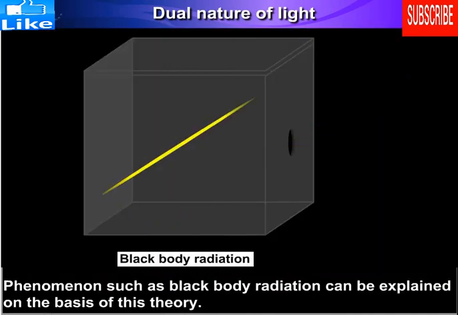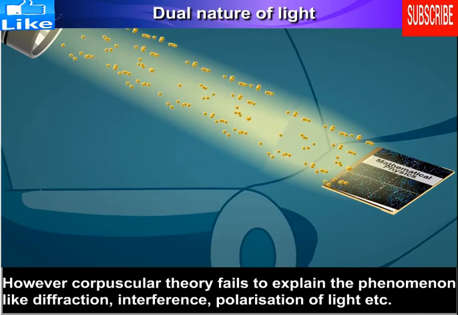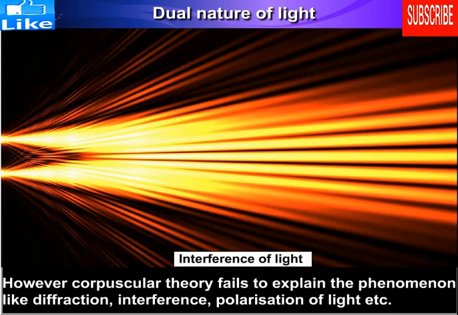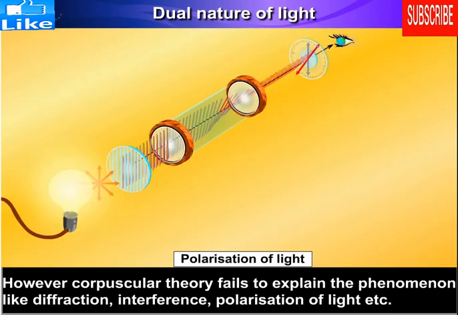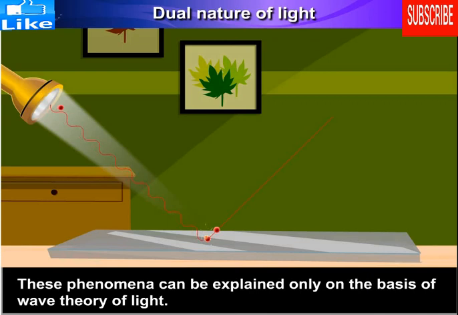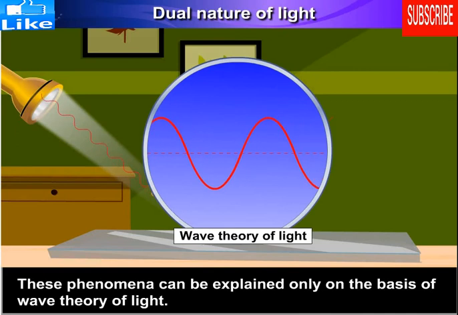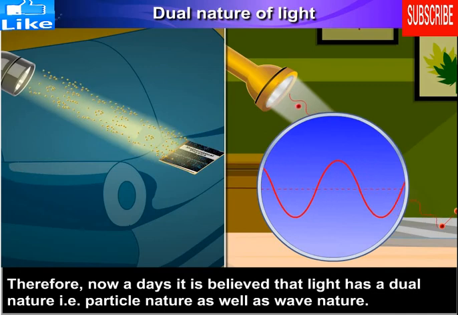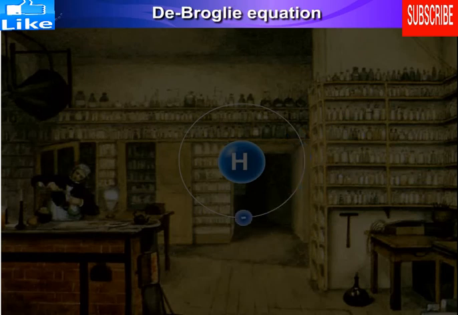Phenomena such as black body radiation can be explained on the basis of this theory. However, the corpuscular theory fails to explain phenomena like diffraction, interference, polarization of light, etc. These phenomena can be explained only on the basis of the wave theory of light. Therefore, nowadays, it is believed that light has a dual nature, that is, particle nature and wave nature.